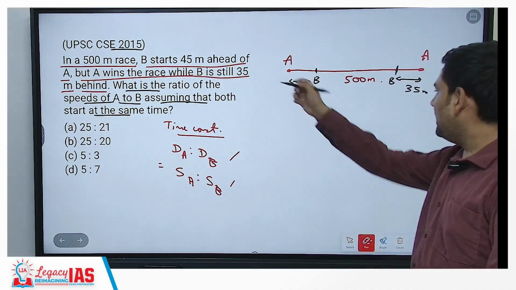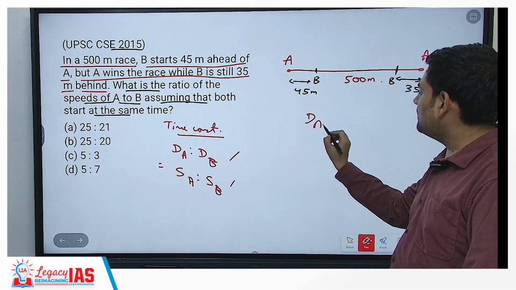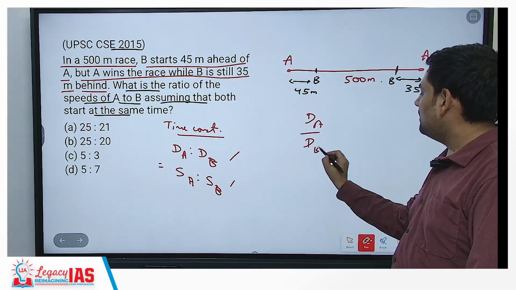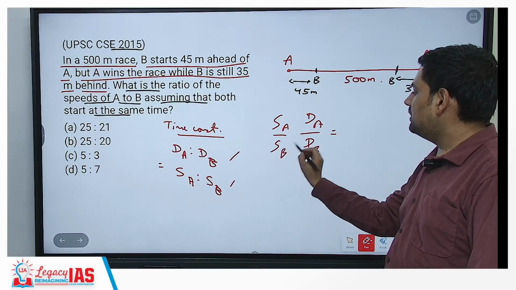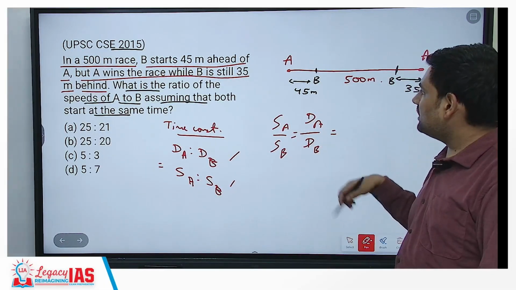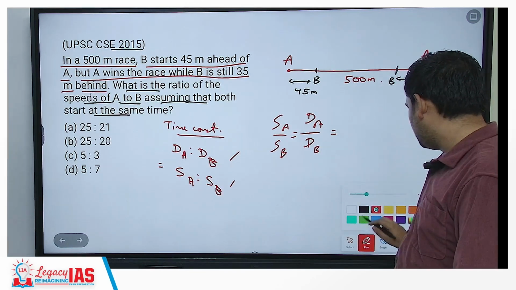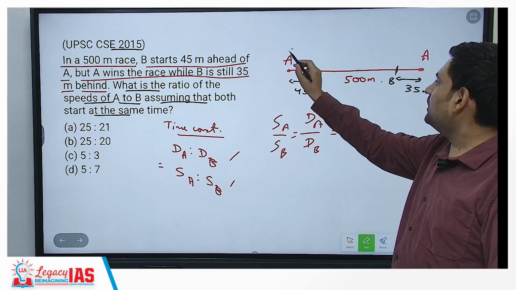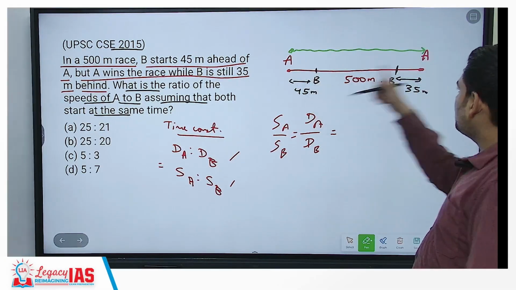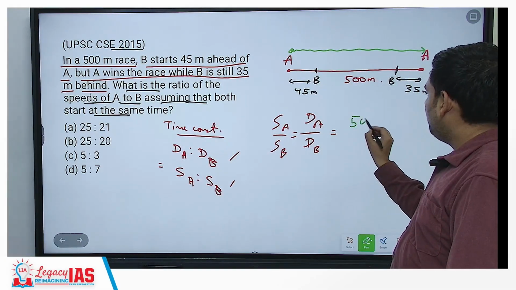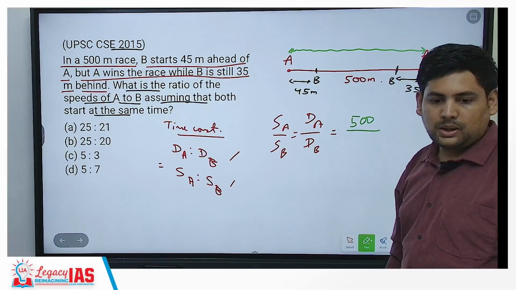So if I find this out, I can find this. Actually, it will be exactly the same. So what will be the distance traveled by A and what will be the distance traveled by B? This only will become my speeds ratio. Now, distance traveled by A is how much? See this. Starts from here and keeps going till here. What is this total distance? This is 500 meters. Correct?